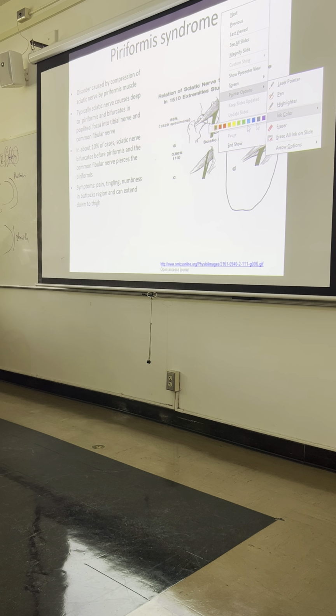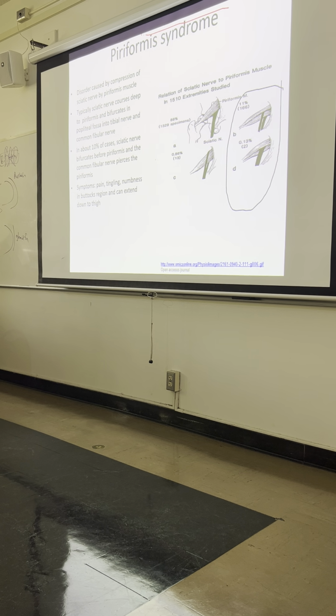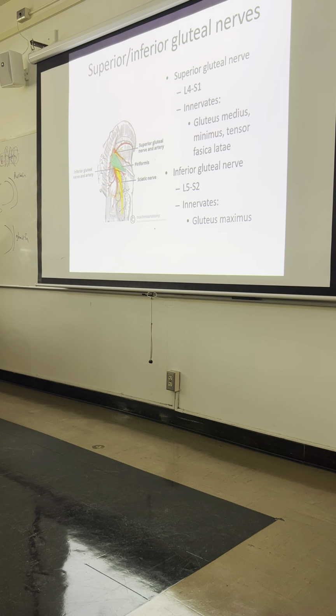Piriformis syndrome can be difficult to differentiate from sciatica. The reason is, in both cases, parts of the sciatic nerve are involved. In this case, parts of the sciatic nerve are getting compressed by a muscle. In the case of sciatica, typically that's due to a herniated disc. But in both cases, altered sensations run down the back of the leg, which is the distribution of the sciatic nerve. So it can be difficult clinically to differentiate these.